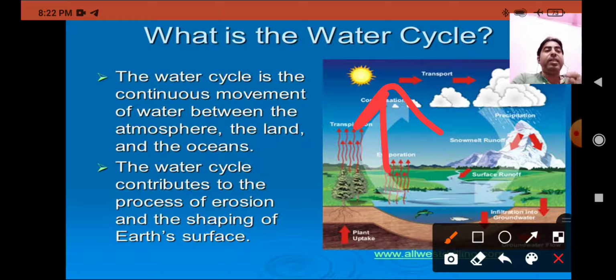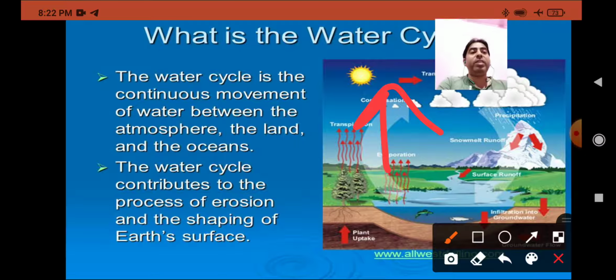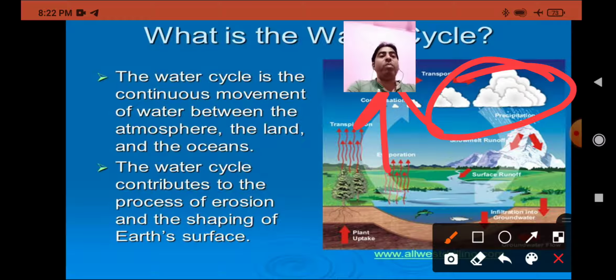At a greater height the air becomes so cold that the water vapor in it condenses to form tiny droplets of water. These water droplets floating in the air along with dust particles form a cloud. Here you can see the cloud is formed.